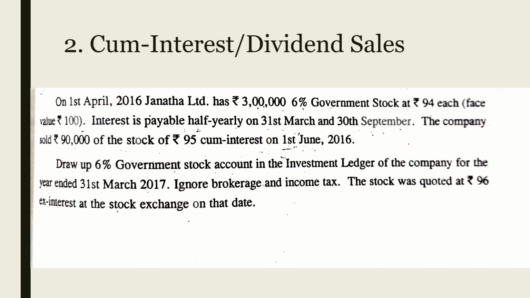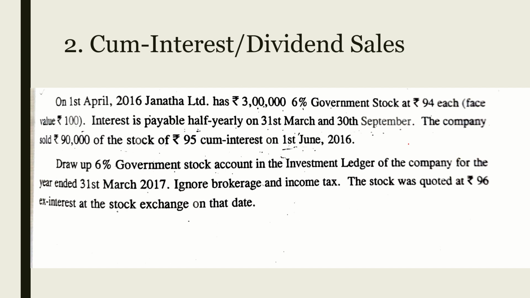Now we'll move to cum interest or dividend sales. This is the same as cum interest purchase, with just one difference: here it is sales and there it was purchase. So sales will be recorded on the credit side of the investment account. So let's see the question.